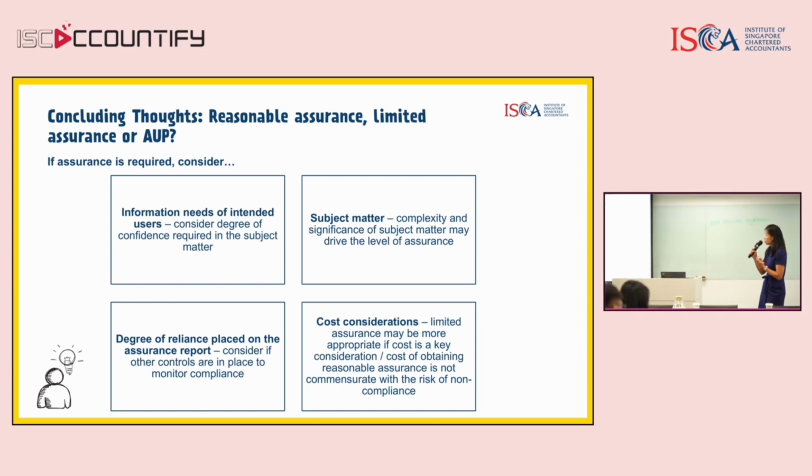Next is the complexity of the subject matter and the significance. Maybe, for example, the grant amount, the quantum, is huge. Then you may want more assurance. But that being said, if you look at the bottom left-hand box, if there are other controls in place that can help you to monitor the compliance of the grantee, then you may not need reasonable assurance. Maybe limited will do. The other one will be cost considerations. Limited assurance may be more appropriate if cost is a key thing to consider. And the other way to look at it is, if you want reasonable assurance, you may want to consider whether this is commensurate with the risk of non-compliance.